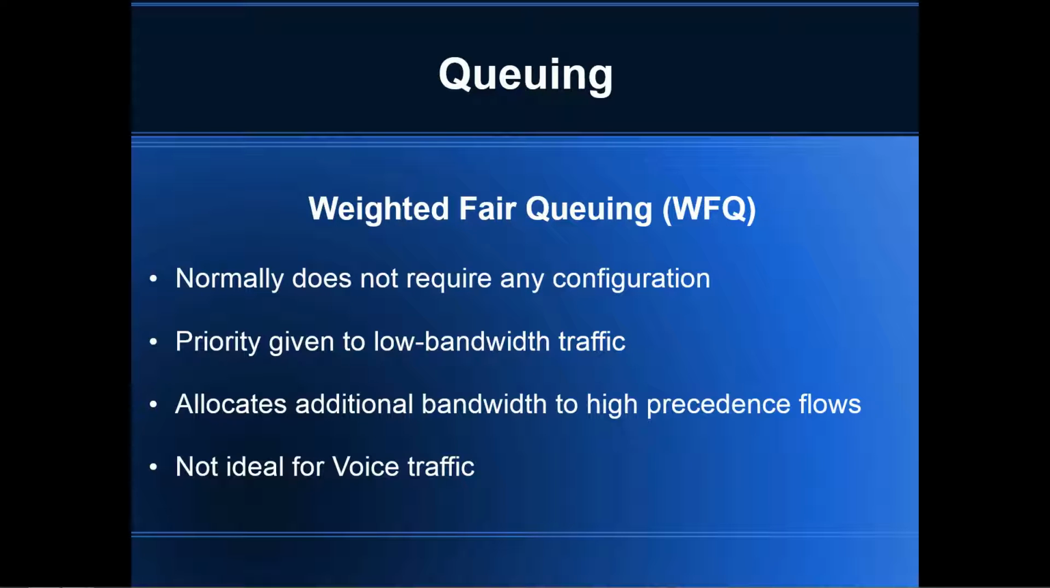Our weighted fair queuing normally does not require any configuration. It's just first come, first serve. If there is prioritizing, it prioritizes the higher priority first. Priority is given to low bandwidth traffic. It also allocates additional bandwidth to higher preceding flows. So if it starts seeing higher flows for a specific task or a specific stream, it starts dedicating additional bandwidth. The issue with this though is it's not ideal for real-time traffic, for example, voice.